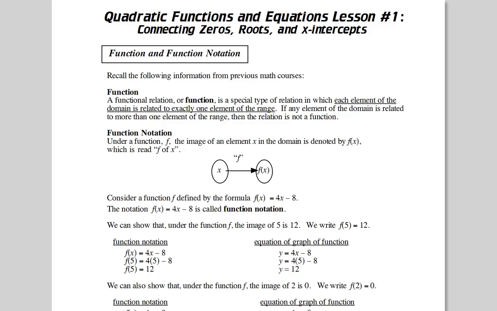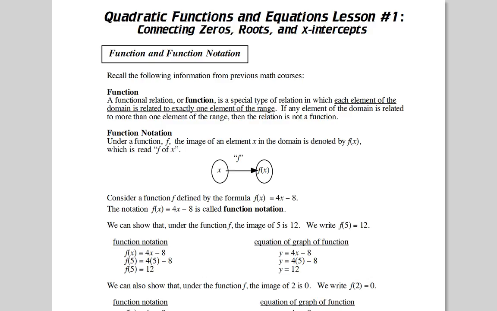Okay, so in the last unit 4 we were doing factoring of quadratics for the most part. Now we're going to be analyzing the quadratics in terms of being a function. So we need to review what we did in Math 10, and specifically what is a function and what is function notation.